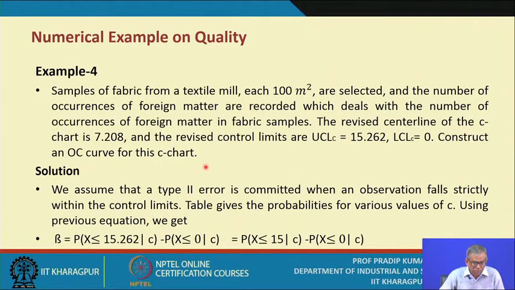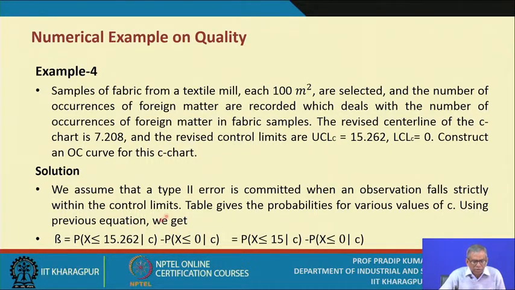Construct an OC curve for this chart. We assume that a type 2 error is committed when an observation falls strictly within the control limits, even if there is a shift in the process parameter value. Now, we have to construct a table, and the table gives the probabilities for various values of C. That means the probability of making a type 2 error given the upper control limit and the lower control limit for the control chart.